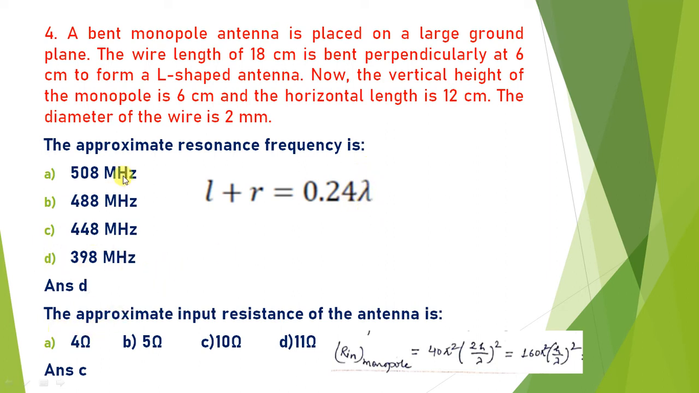In these examples, the next example is given with the same data. Input resistance of the antenna is what? For a monopole antenna, the input resistance equation is given by 160 pi square (L by lambda) raised to square. L is given to you, length 18 centimeter, and lambda you have calculated in the previous example. Put lambda over here, you will find that Rin is equal to 10 ohm. So the answer is C. Take that value directly.